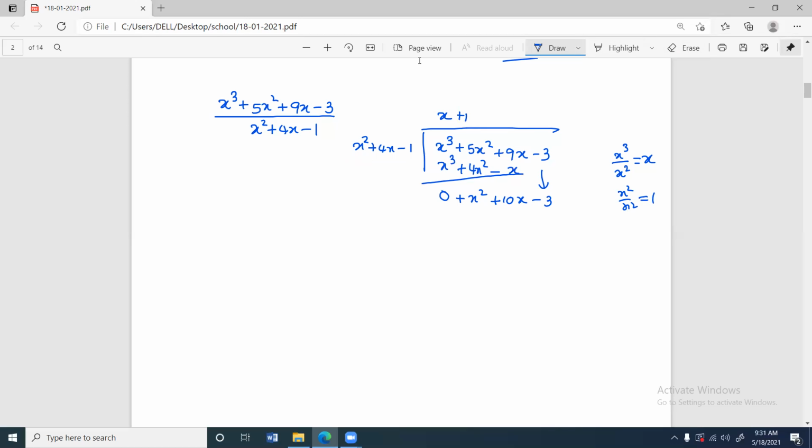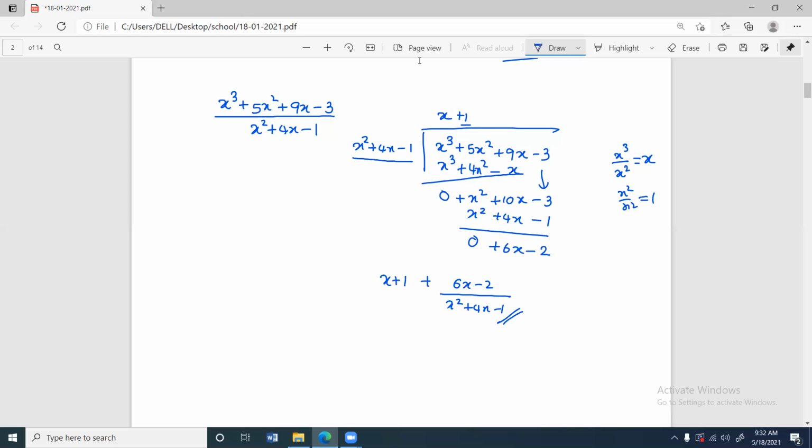What you need to do is multiply this entire expression with this 1. 1 into x squared is x squared. 1 into 4x is 4x. 1 into minus 1 is minus 1. Then we subtract it. 0. 10x minus 4x is 6x. Minus 3 minus minus 1 is minus 2. Then your final answer is x plus 1 plus remainder 6x minus 2 out of x squared plus 4x minus 1. That is a way of doing this question.